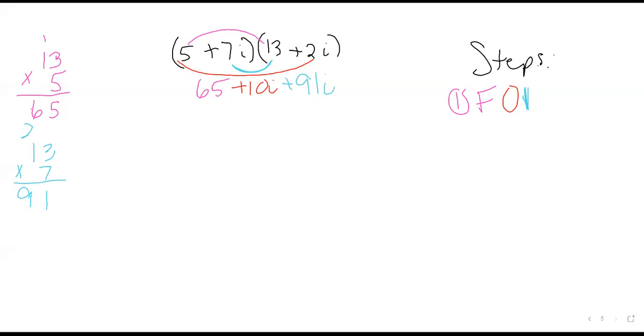And then my last numbers. Which color did I do that in? Green? We'll do green. Try to keep it consistent. 7i times 2i is going to give me what? 14i to the second power. Perfect. 14i squared. Now my step 2, combine like terms.